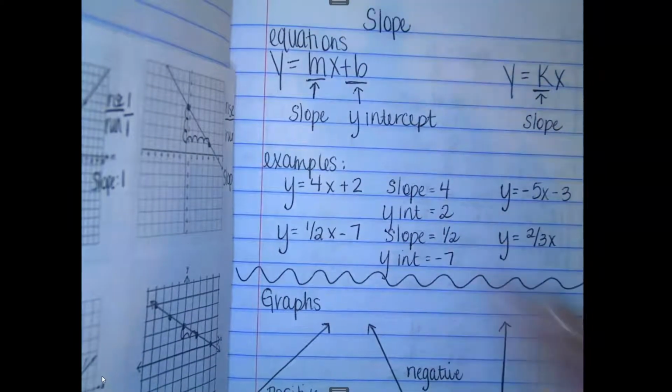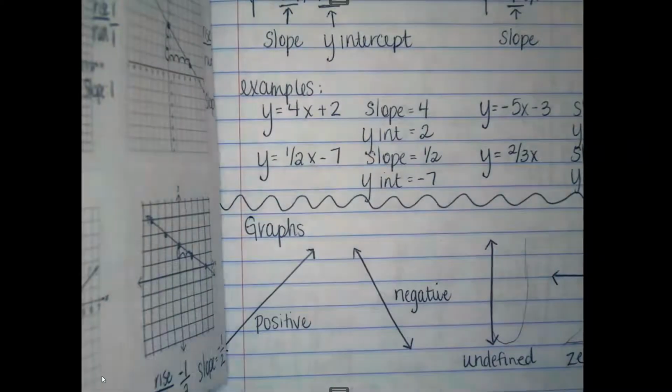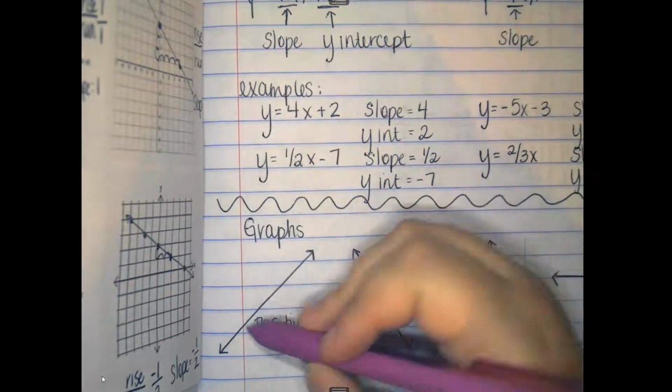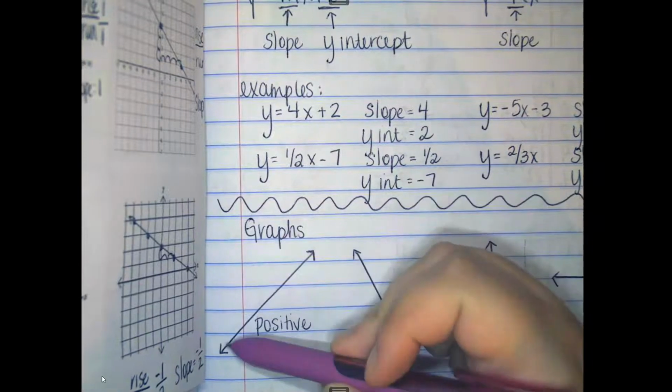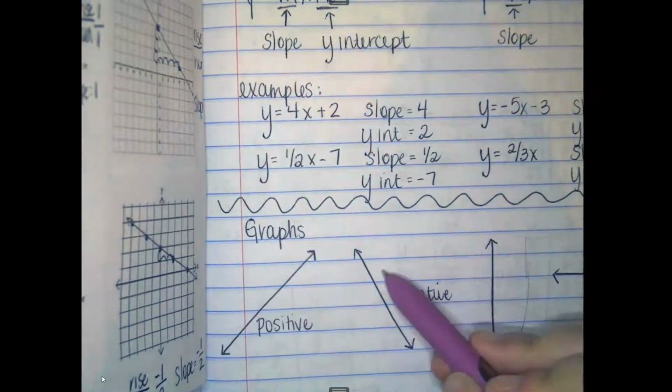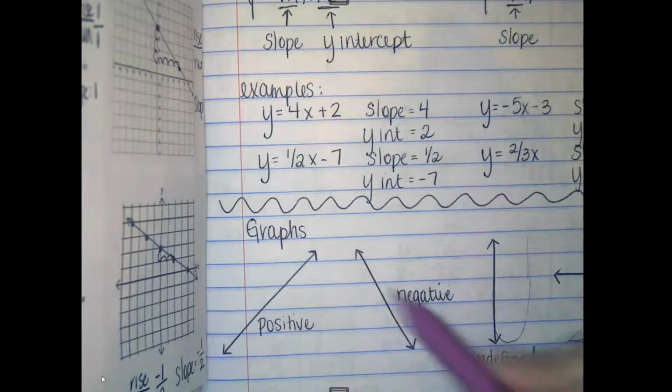Also, this is on journal page 27. We have our positive and negative slopes. This has helped some students. If I write my name on this line, if my name is going up, it's positive. If my name is going down, it's negative.